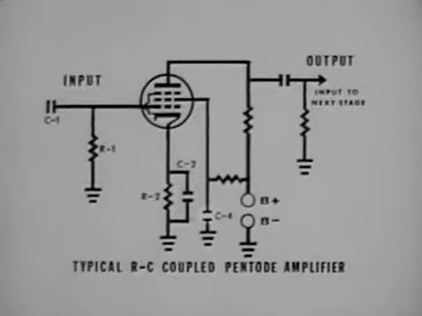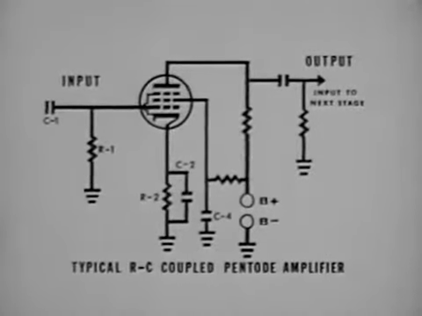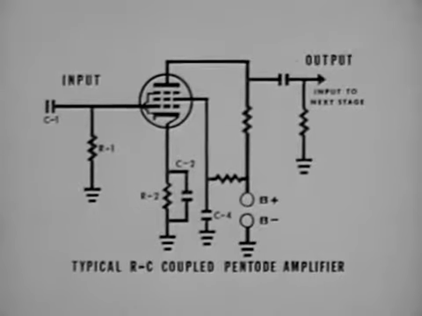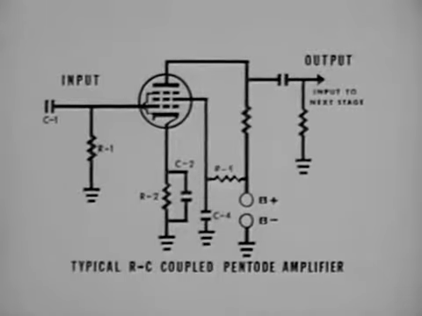C4 is the screen bypass capacitor, which serves to remove any variation in screen current from the B-plus voltage and to bypass these variations to ground. R5 is used as a screen dropping resistor. Its value depends upon the potential at which the screen must operate.